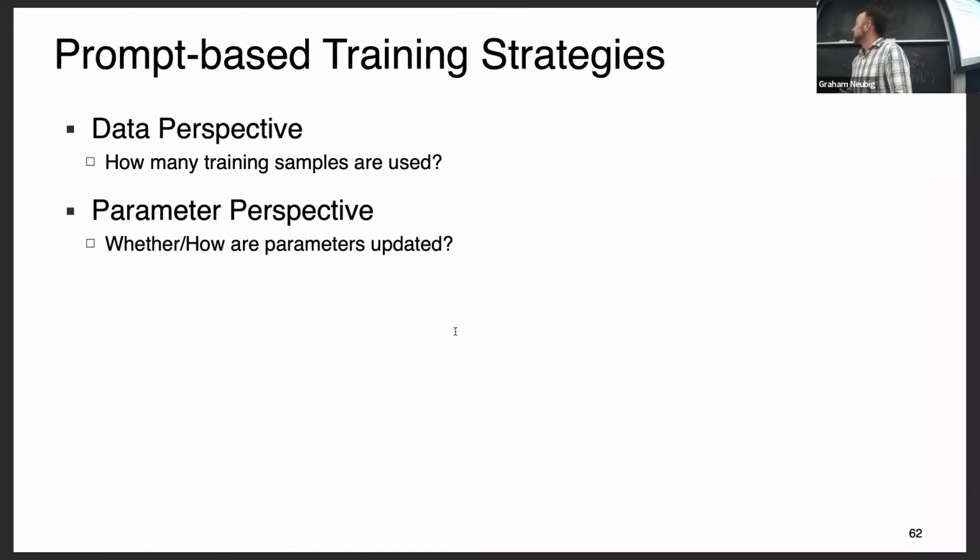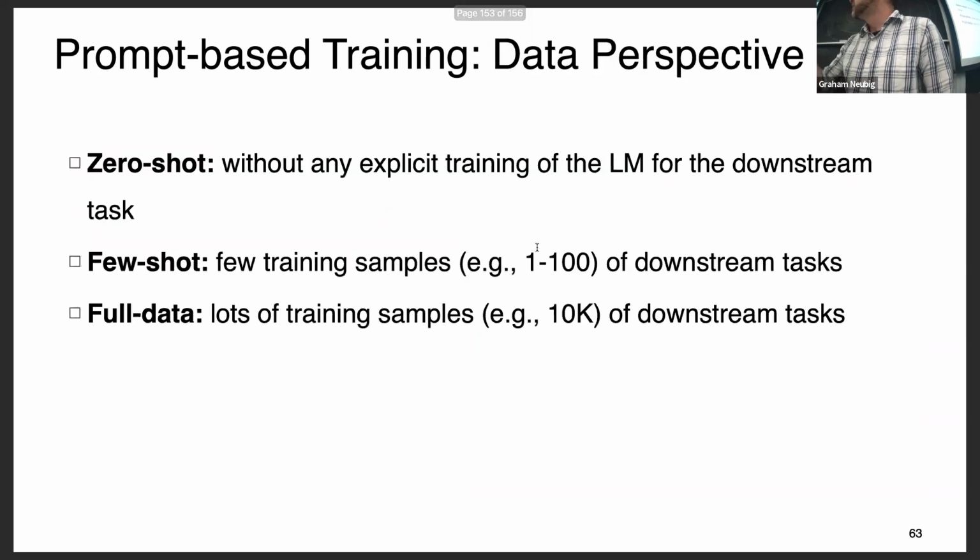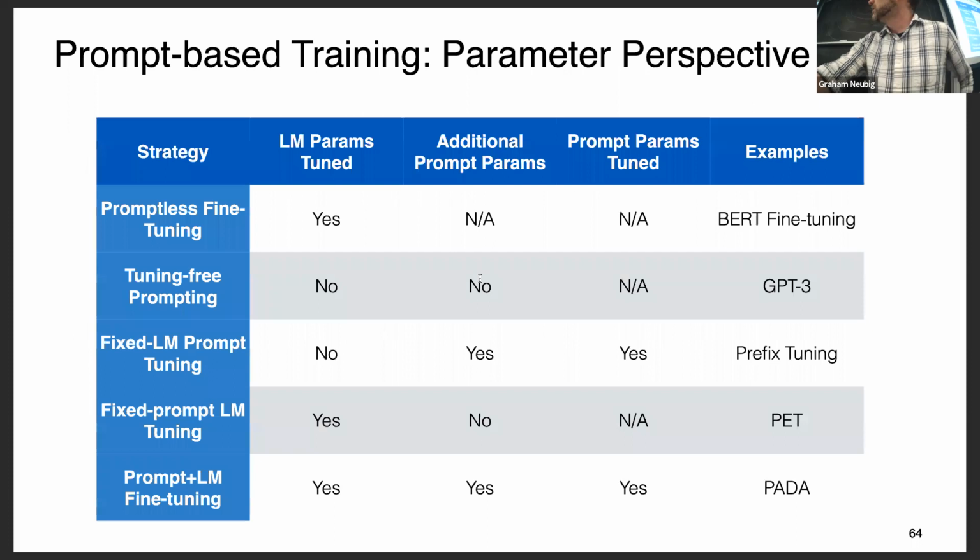Okay. So I also want to talk about prompt-based training strategies. You can look at them from the data perspective and the parameter perspective, how many parameters are updated, et cetera. As I mentioned before, there's zero-shot learning, few-shot learning, and full data learning. Zero-shot is where we try to solve a problem without having any examples. Few-shot learning is where we have a few training examples, usually not enough to do a good job if we just trained fully supervised. And full data is when we have lots of training examples, or maybe enough to do pretty well fully supervised.